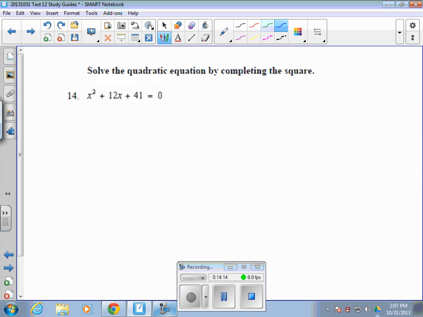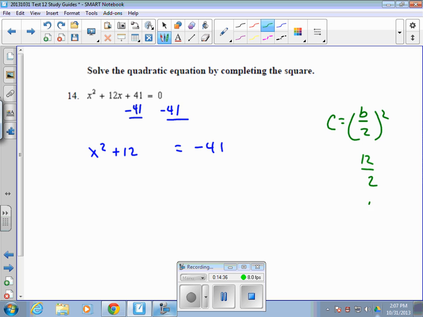14 says solve it by completing the square. Where we don't have a perfect trinomial, so we have to get rid of plus 41 on both sides. So now we have x squared plus 12x, and we want to put in plus c there equals negative 41. So in order to find c, we find it the same way, b divided by 2 squared. B's value is 12 divided by 2, which is 6 squared, so c's value is 36. So in order to put in plus c here, we put in plus 36, but you can't just do it to the left. You have to add 36 to the right as well.